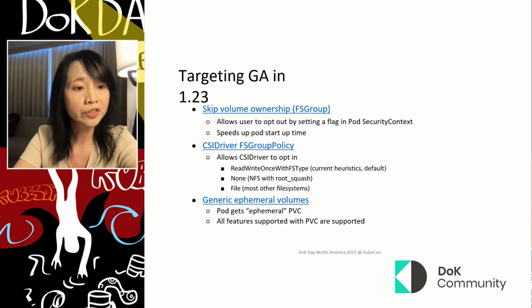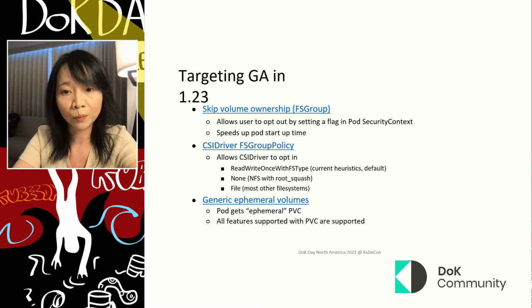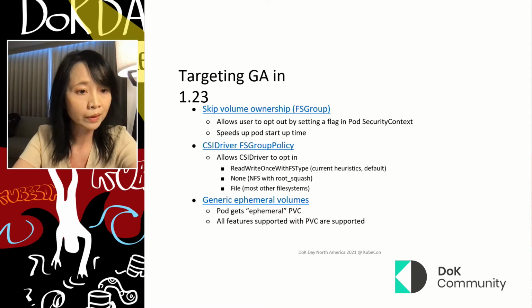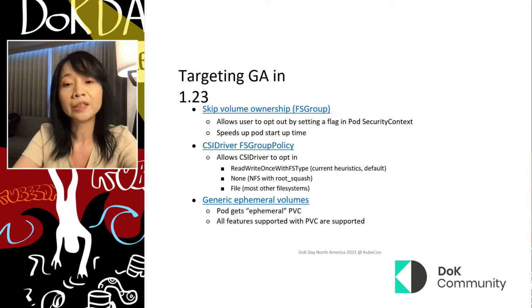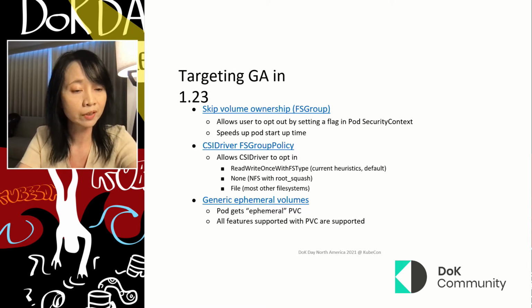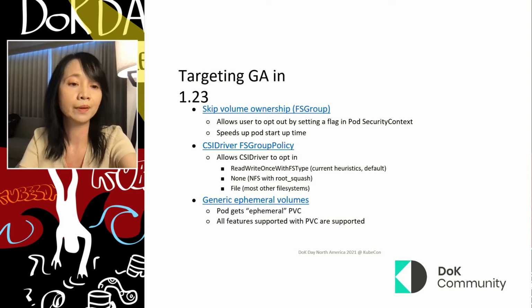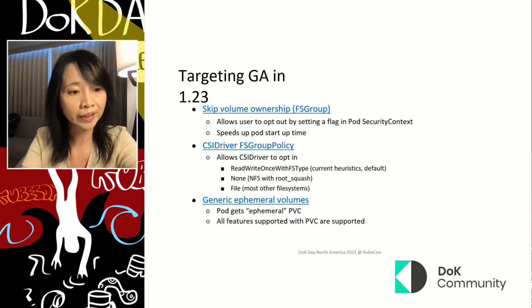Next, I want to talk about a few features that we are targeting GA in 1.23 release. The first two features are related to FS group. The first one is the skip volume ownership feature. If there are lots of files on a volume, Kubernetes will do a recursive change of all files on the volume every time the pod starts, and that can slow down the pod startup time. So we introduced this skip volume ownership change option, so users can opt out by setting a flag in the pod security context. This feature is targeting GA in 1.23.